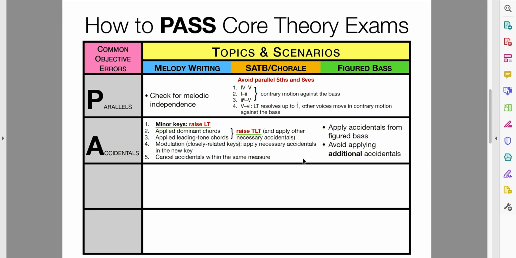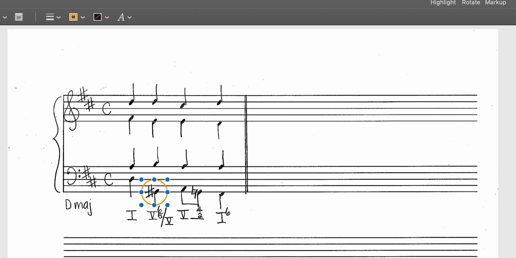Fourth, in modulations, it's necessary to apply or cancel all accidentals according to the new key. And depending on your course, you may wish to review the different key areas of modulation, such as tonic or closely related keys. And fifth, in certain situations, accidentals may have to be applied or canceled within the same measure. So for example, let's say there is an applied dominant that contains the raised temporary leading tone, but that accidental has to be canceled in another chord later in the measure.